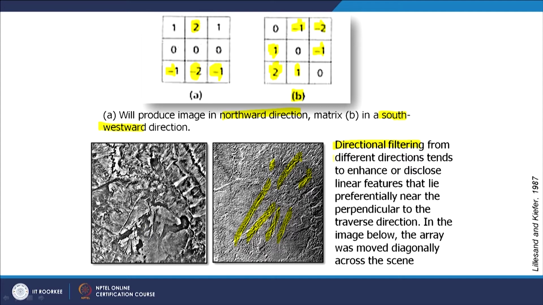So these filters from different directions tend to enhance or disclose linear features, because our aim is to find linear features present in the image. In many earth science related works, in petroleum exploration, groundwater exploration, mineral exploration, these linear features play a very important role, or maybe in many civil engineering projects also. Therefore these are required. So you have to emphasize in one direction, and in the convolution matrix that has to be in the opposite direction, preferentially perpendicular to the transverse direction. And this filtering has been moved throughout the image except one pixel thickness on all sides.